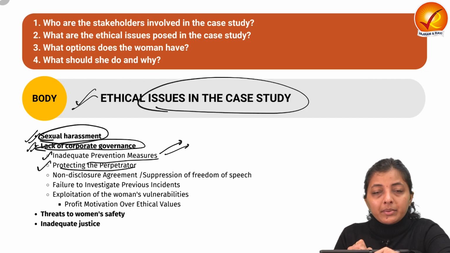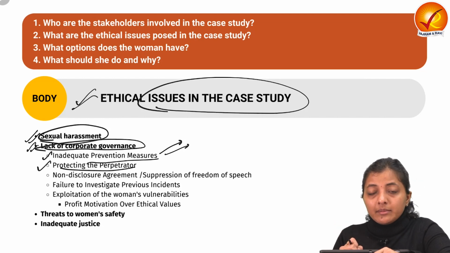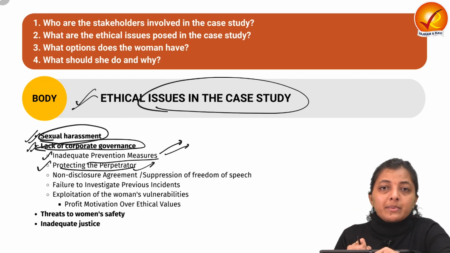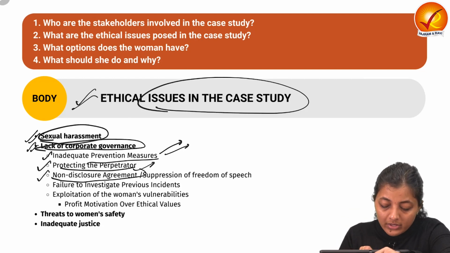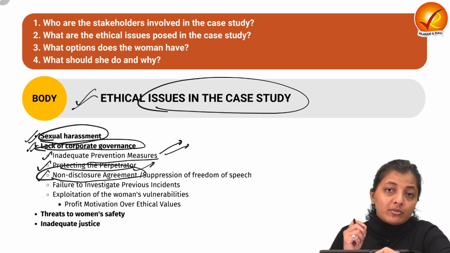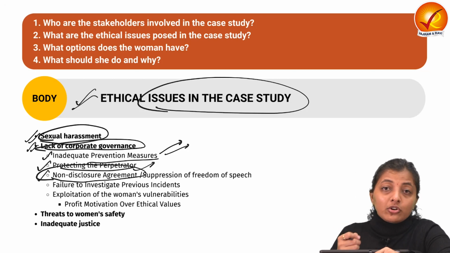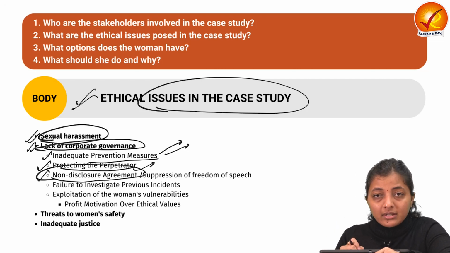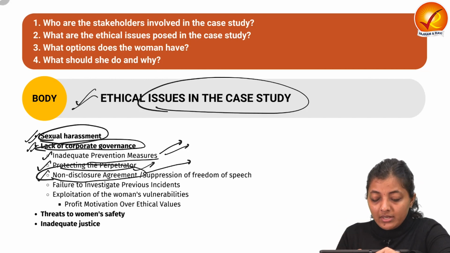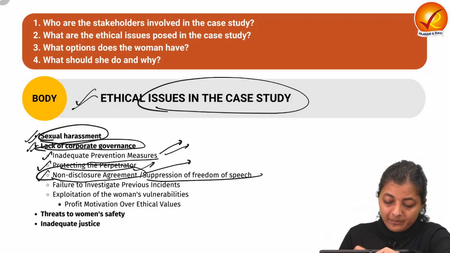Then protecting the perpetrator: by giving the large settlement amount to the victim, they are protecting the abuser. Then the non-disclosure agreement: they are saying that the woman cannot discuss this incident in public, and that she cannot complain to the authorities later on in her life as well. So by giving this non-disclosure agreement, they are suppressing the freedom of speech, the freedom of voice, of that woman.